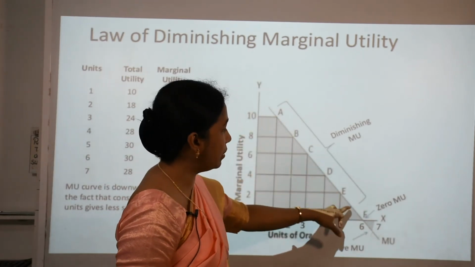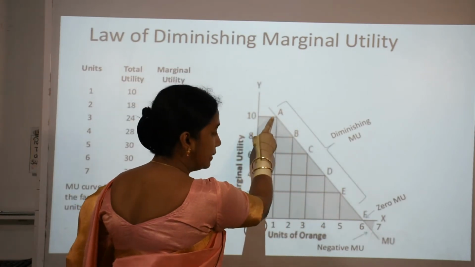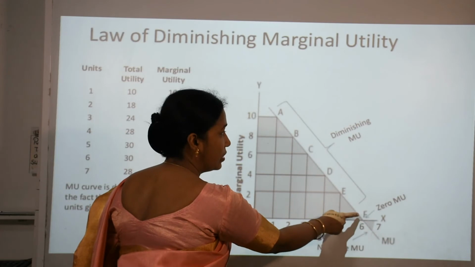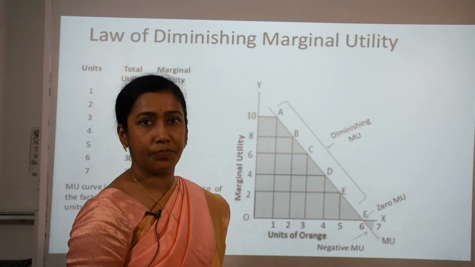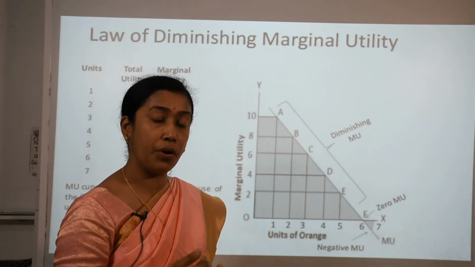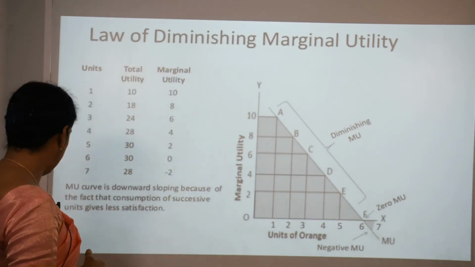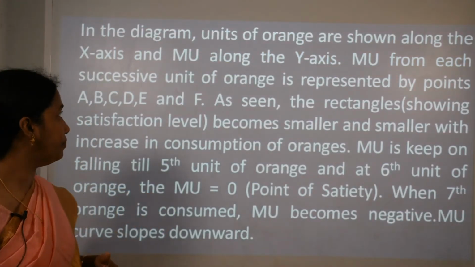And what we notice in the curve is that it is downward sloping. You can notice that this curve is downward sloping. When we say downward sloping, that means diminishing marginal utility. And why is it downward sloping? Because the marginal utilities keep on decreasing or declining because of the effect of the law of diminishing marginal utility.